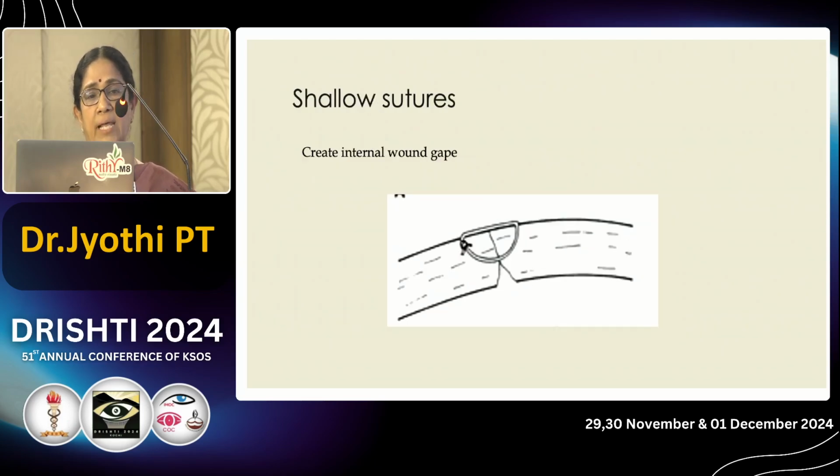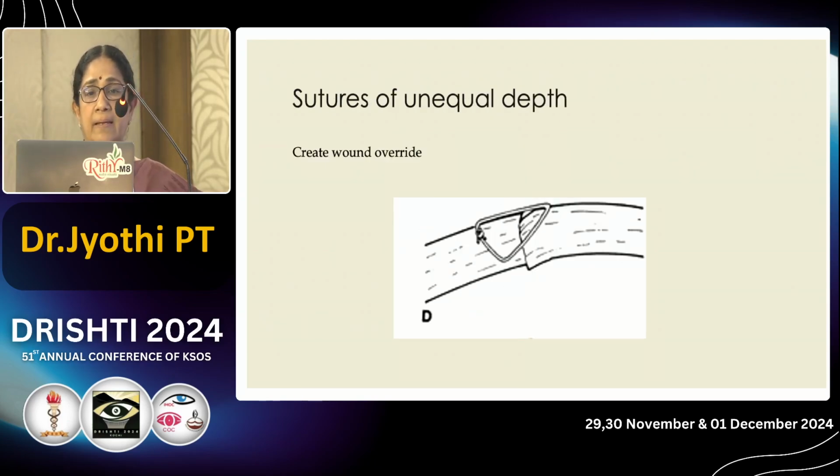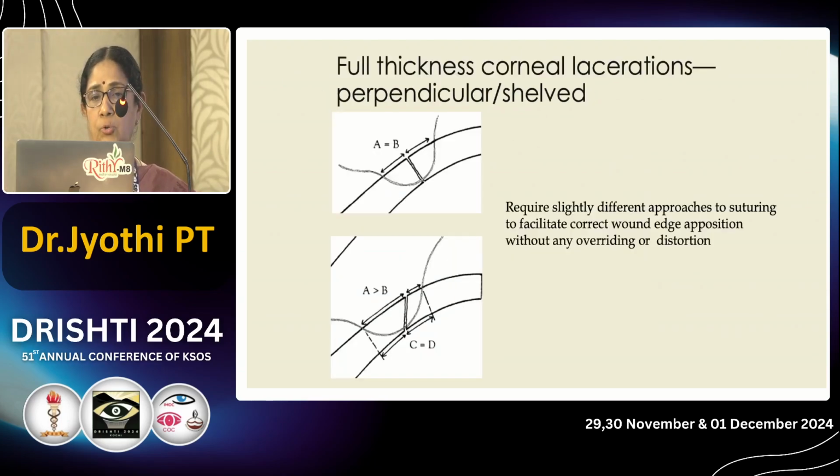So what happens when you put shallow sutures? It creates an internal wound gape. When you put full thickness sutures, it may create a conduit for microbial invasion. That is why it is said about 90% corneal thickness. Sutures of unequal depth, shallow on one side and deeper on the other side, can cause wound override. Similarly, sutures of unequal length can also cause wound override.